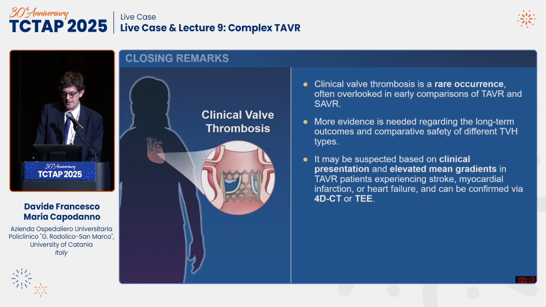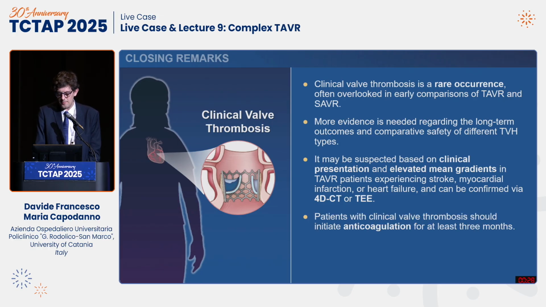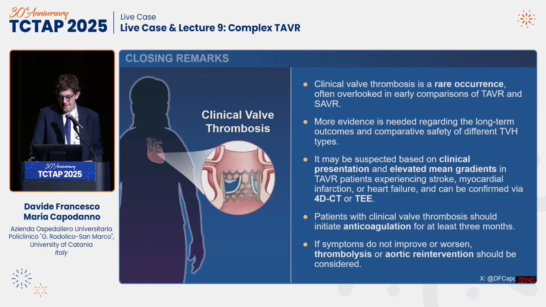It may be suspected based on clinical presentation and elevated mean gradients, particularly in TAVI patients experiencing stroke, myocardial infarction, or heart failure, so thromboembolism, and can be confirmed via CT or TEE. Patients with clinical valve thrombosis should initiate anticoagulation for at least 3 months. This is also an ex adjuvantibus criterion in order to detect whether this is really thrombosis or another reason for deterioration or dysfunction. And finally, if the symptoms do not improve or worsen during anticoagulation, thrombolysis or even aortic reintervention, unfortunately, should be considered. Thank you.